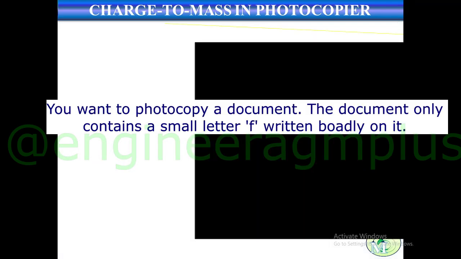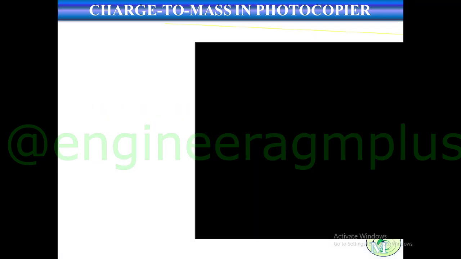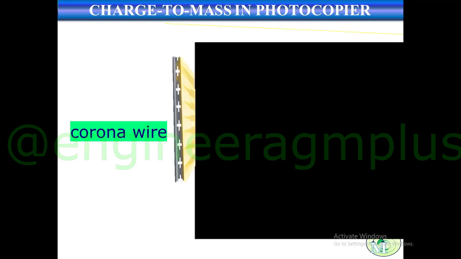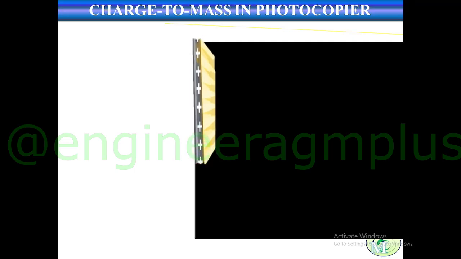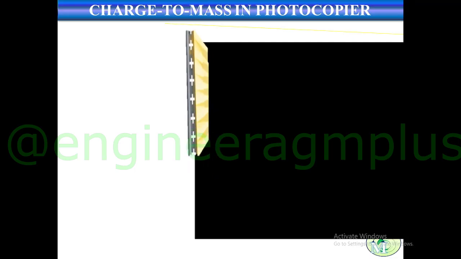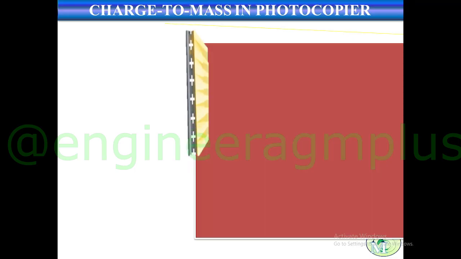Let's assume this is the drum. The drum is now charged by the corona wire. You can see this is the corona wire. What is the meaning of charging? It transfers protons to the drum until it becomes positively charged, full of red protons.